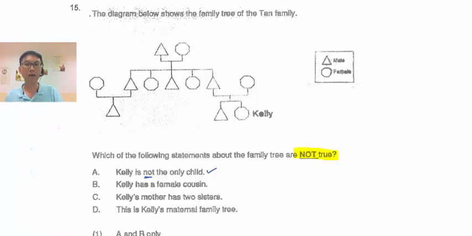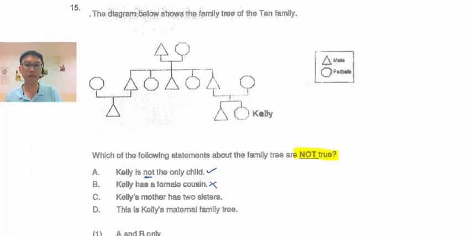So this is true. Kelly has a female cousin. Okay, so let's see. Cousins will be on the same level because your cousin is your parents' brother's children or your uncle's children. Okay, so let's see. Same level. This is a male. So it's not a female cousin. So this is not true.